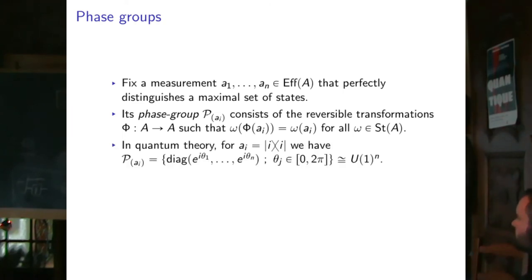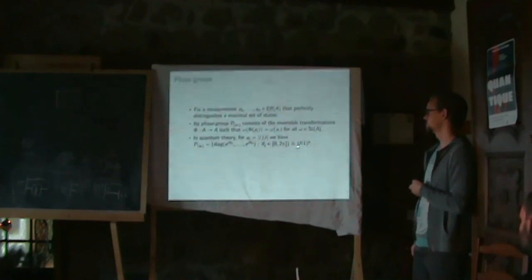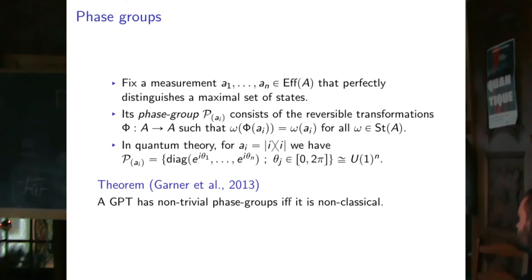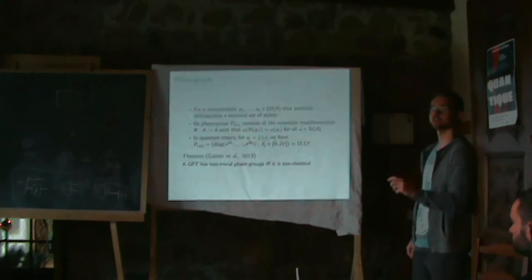It turns out in quantum theory, if I take my measurement to consist of just a measurement on a computational basis, then the phase group consists exactly of the diagonal matrices with phases on them. So this is kind of why we call this the phase group. So this would be like U1 to the n. Okay. And it turns out that a GPT has non-trivial phase groups, so reversible transformations that do not affect the measurement outcomes, if it is non-classical. So this is again a universal property for any non-classical theory.